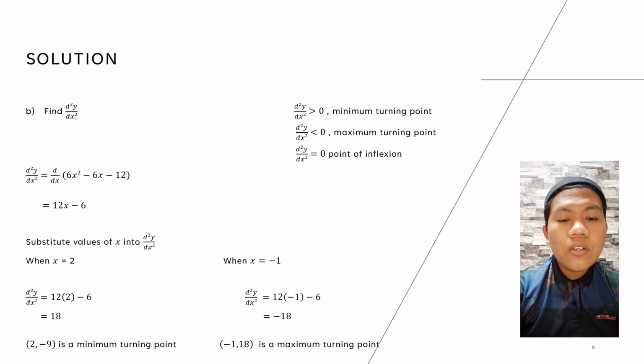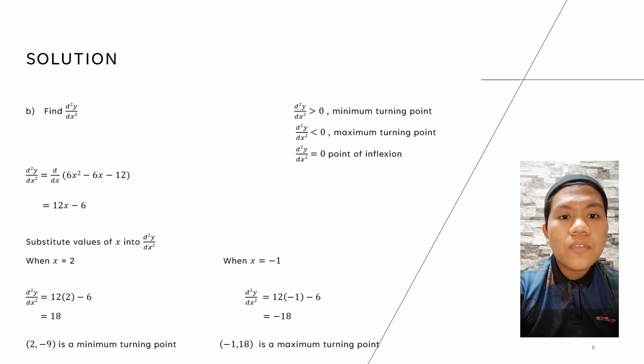So how do we know if it's a maximum turning point or a minimum turning point? Take a look at the top right here. If your d squared y over dx squared is bigger than 0, or a positive number, it is a minimum turning point. But if your d squared y over dx squared is smaller than 0, it is a maximum turning point. And if your d squared y over dx squared equals 0, it is a point of inflection. So from this, we know that the coordinate (2, negative 9) is a minimum turning point because 18 is a positive number.